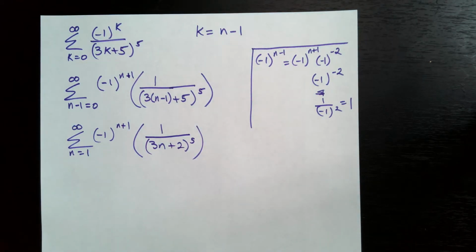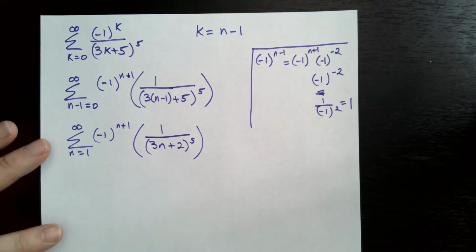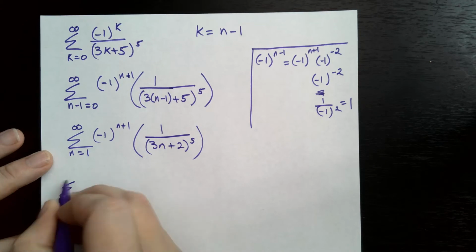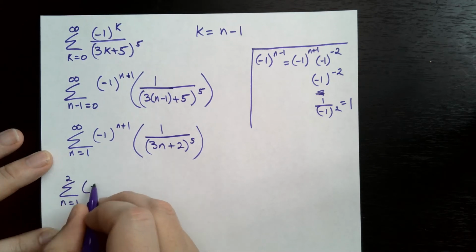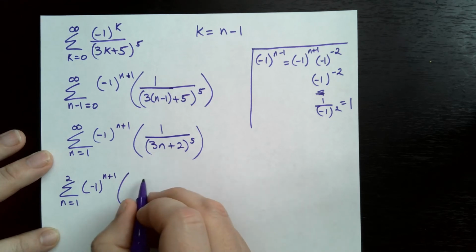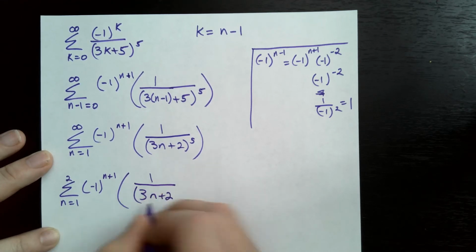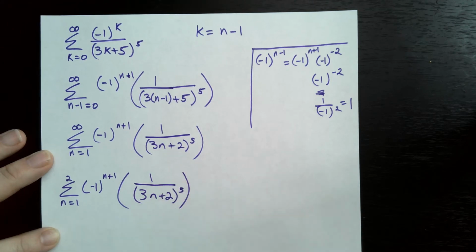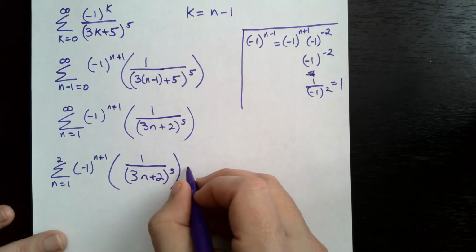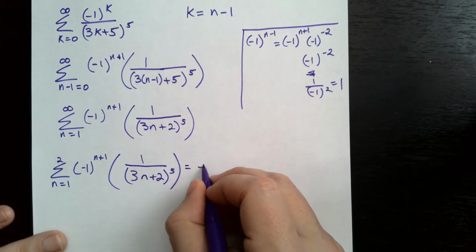Okay, so we have it in the correct form. We have it in terms of n. If I want to find the nth partial sum with n equals 2, that will be the series from n equals 1 to 2 of negative 1 to the n plus 1 times 1 over 3n plus 2 to the fifth. Okay, so that will be two terms, one for n equals 1, one for n equals 2. We'll add them together. Okay, so the first one will be negative 1.